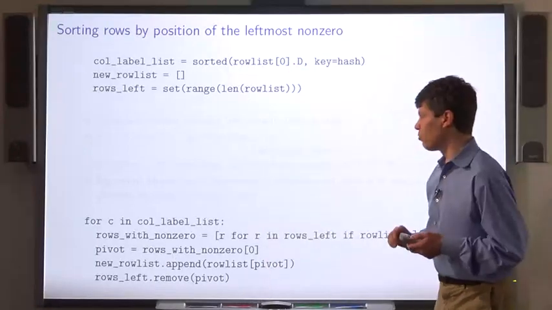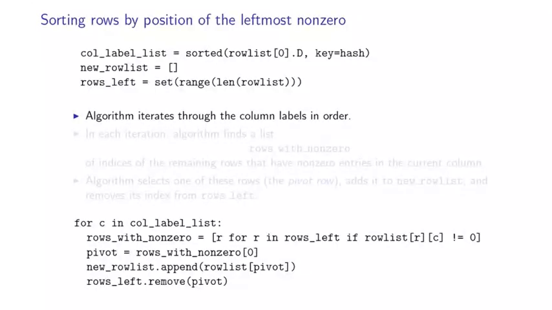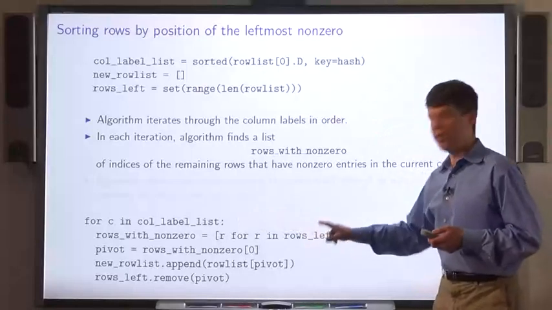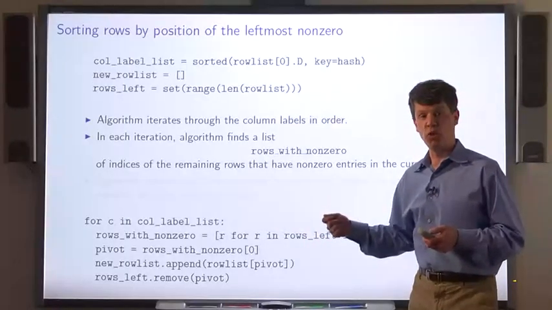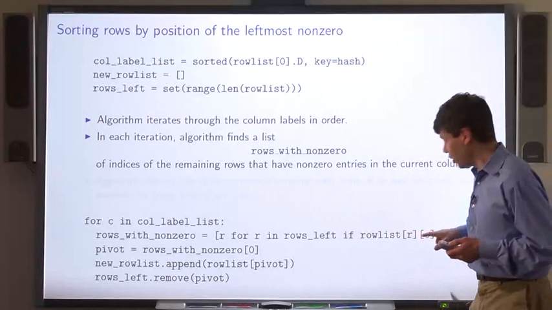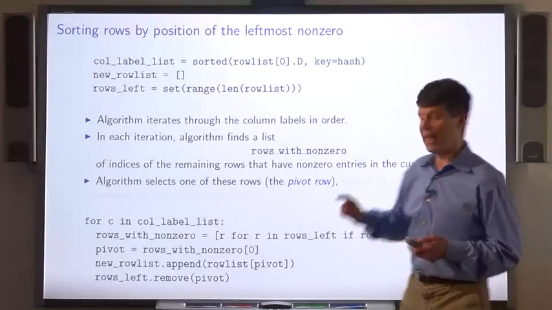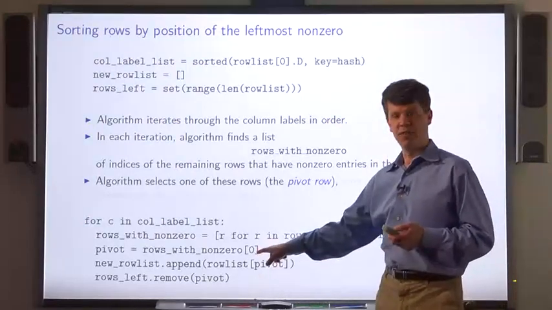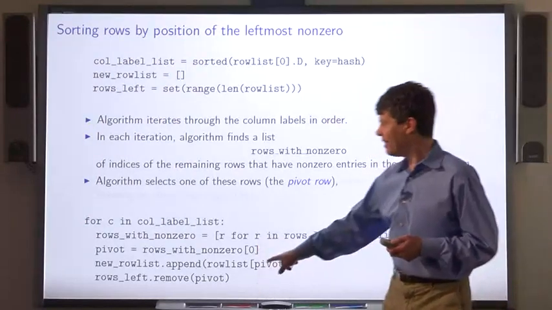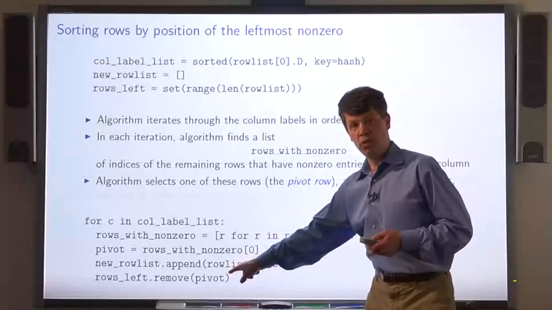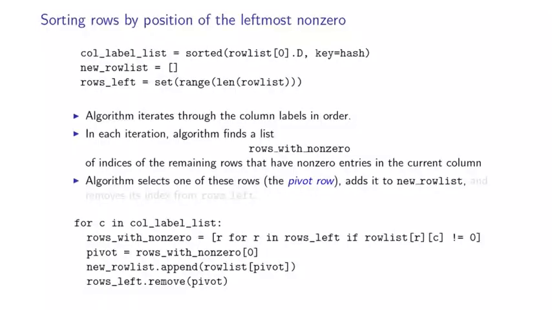Here's the code for the algorithm proper. The algorithm iterates through the columns, and in each iteration it finds the set of row indices among those rows still remaining to be sorted that have a non-zero entry in the current column. It selects one of those rows, in this case the first in the list, adds that to new row list, and removes the index from the set rows left of rows yet to be processed.